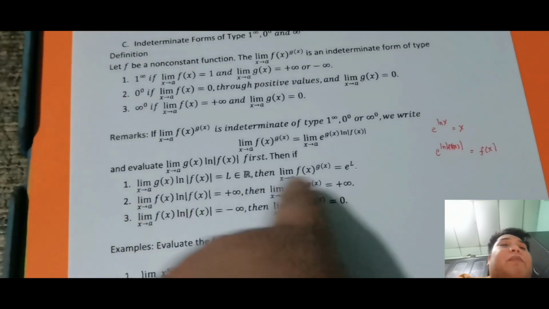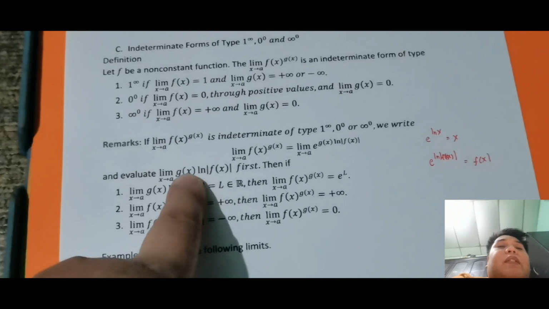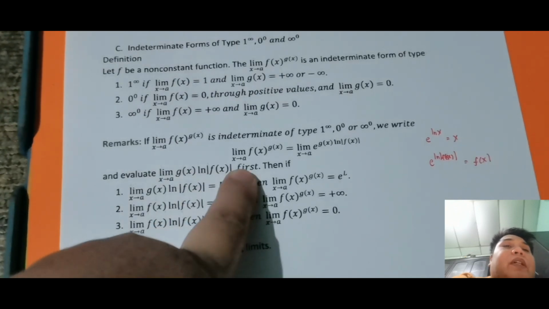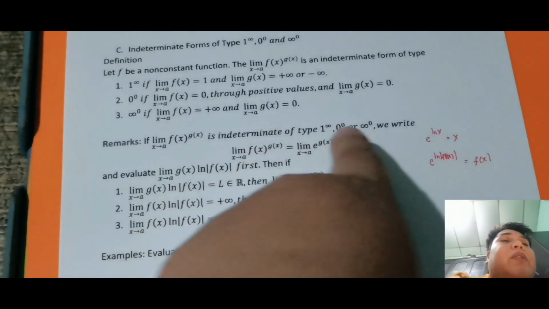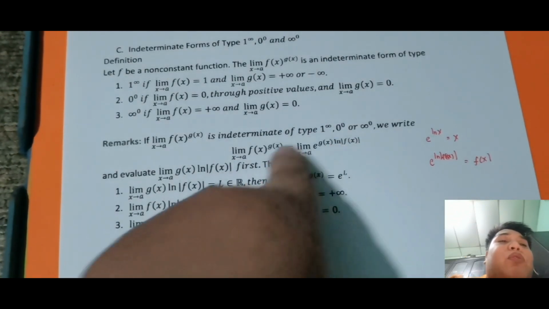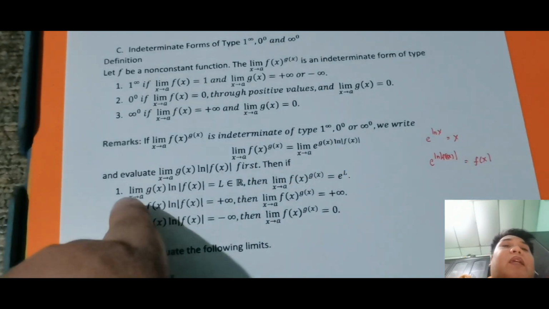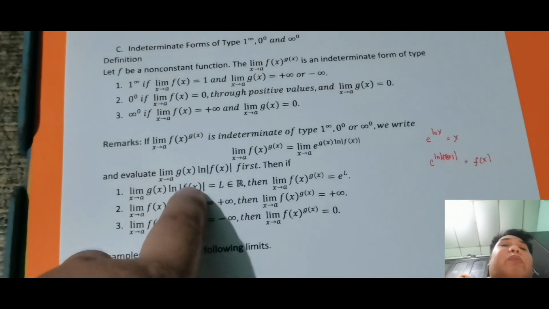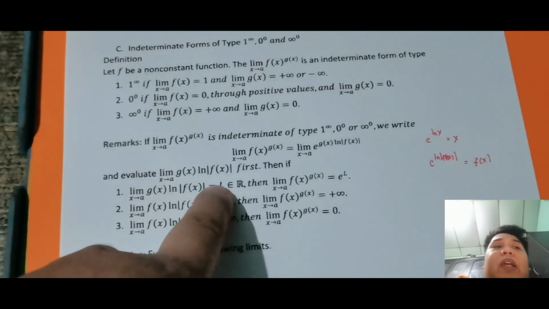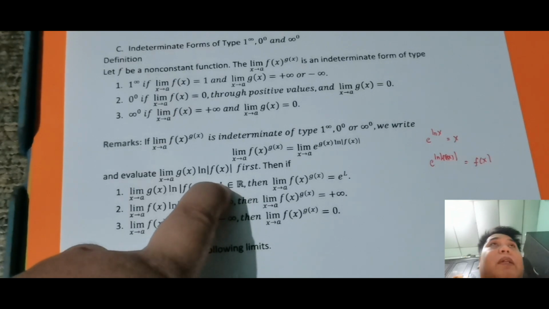So, ngayon, let us evaluate the limit of g of x times ln of f of x first. Ang gagawin mo, ang kukunin mo lang muna is evaluate mo lang yung limit sa taas. Wala ka munang paki dun sa e. Okay, so ngayon, ito yung mangyayari. If yung limit na nakuha mo sa g of x times ln of f of x is L, anong ibig sabihin ng L? Number. So, for example, 0, negative 1 half, negative 2. Any number, hindi lang basta infinity.